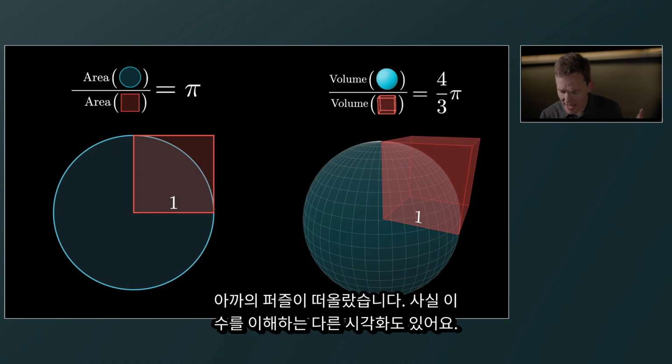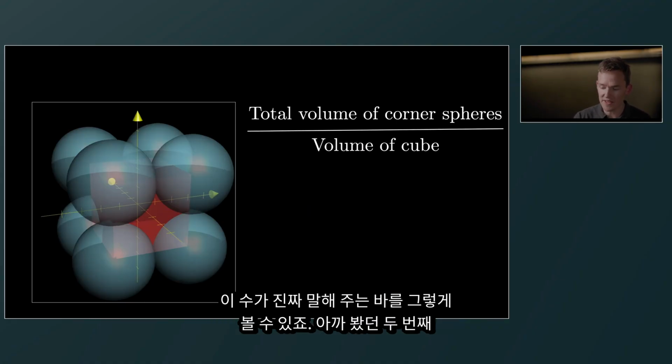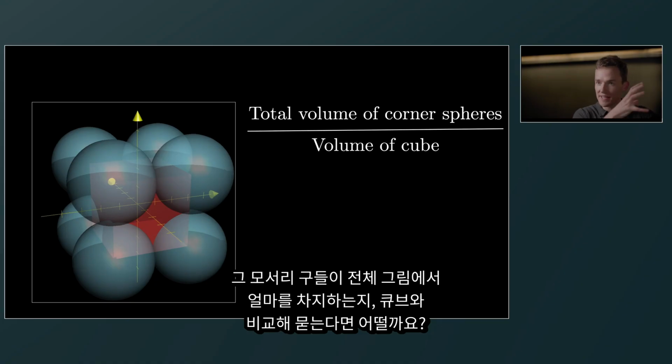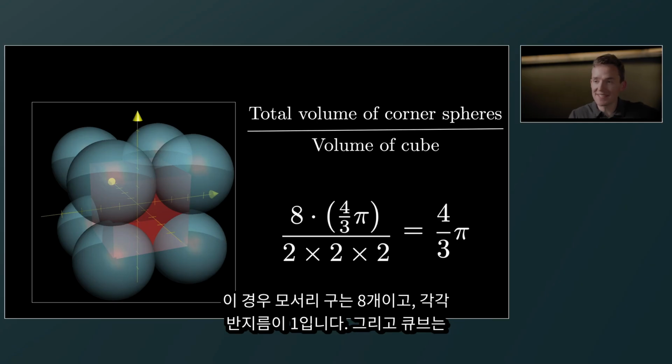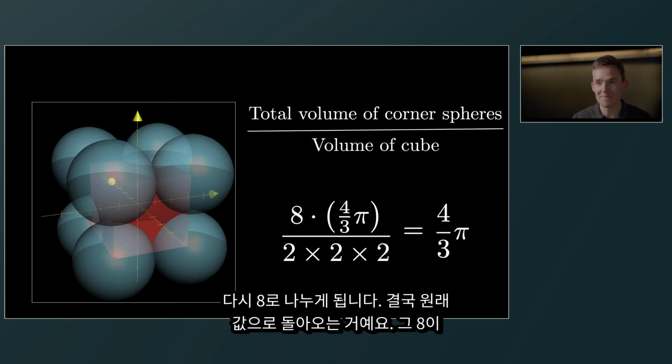And that, actually, reminds me of that earlier puzzle. In fact, there's a different visual that you can think of for what this number is really telling you. Because let's pull up that second puzzle that we looked at, where we had all these corner spheres. What if I wanted to ask how much of this diagram is represented in those corner spheres versus in that cube? And in this case, there are 8 distinct corner spheres, and each one of them has radius 1. And then the cube is a 2 by 2 by 2 cube. So you'd be taking 8 times the volume of a unit sphere, and you're dividing it by 8.